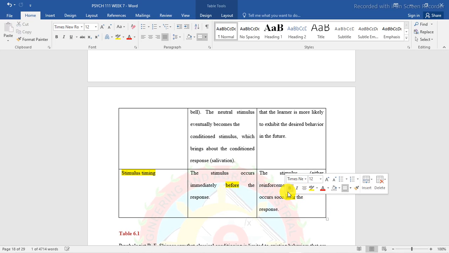Pag nagawa sa classical condition, nagawa mo yung bagay na yan kasi nga may before na stimulus prior to that. And sa operant, no, gagawin mo yan o nagawa mo yan kasi nga may na-aspire ka na mangyari after that. Okay?